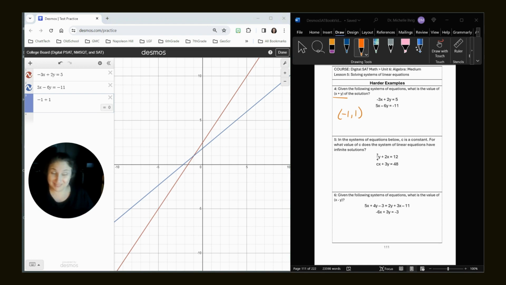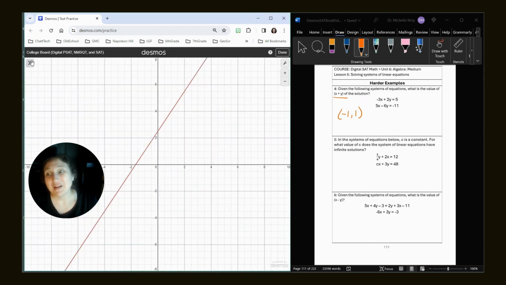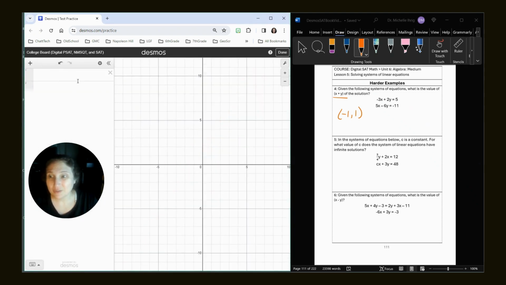All right, let's look at number 5. In the systems of equations below, C is a constant. For what value of C does the system of linear equations have infinite solutions? We get to use my slide tool again. I'm going to say it's mine, and we know it's not mine, but I love the slide tool.